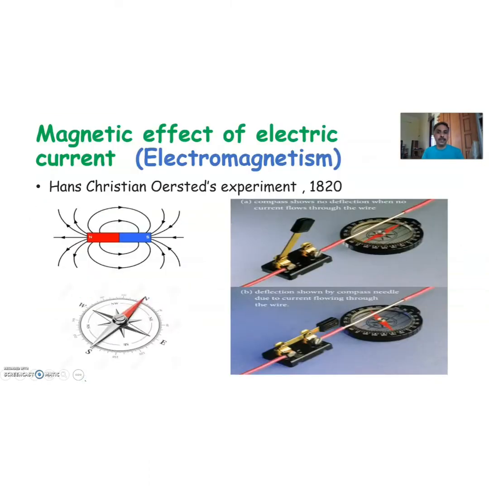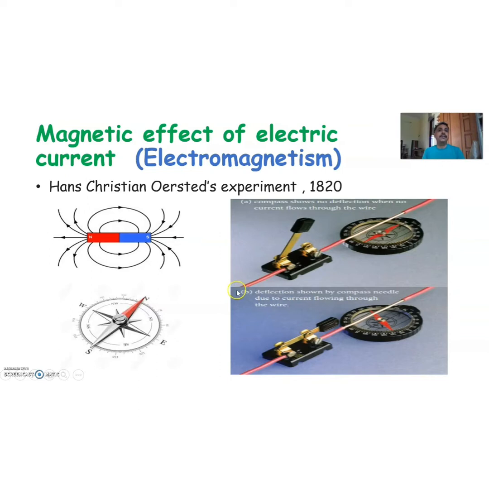Magnetic effect of electric current. A Danish physicist Hans Christian Ørsted did an experiment in 1820. He passed a current through a wire and found that the magnetic compass needle nearby it deflected.